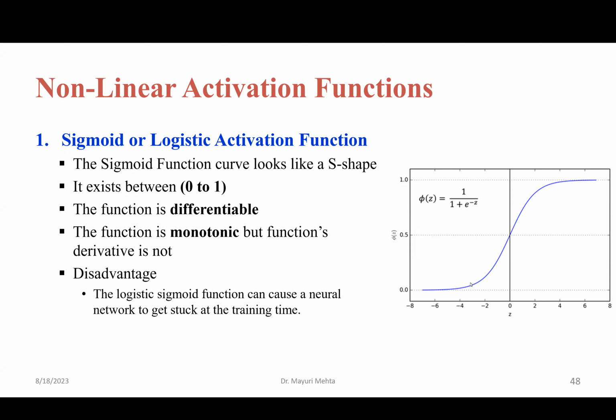This logistic sigmoid function, though it is very good for many real life problems, has the disadvantage that it can cause a neural network to get stuck at training time. And the softmax function is a more generalized logistic activation function, which is used for multi-class classification. Okay, fine. So this is about the very simple non-linear sigmoid activation function.